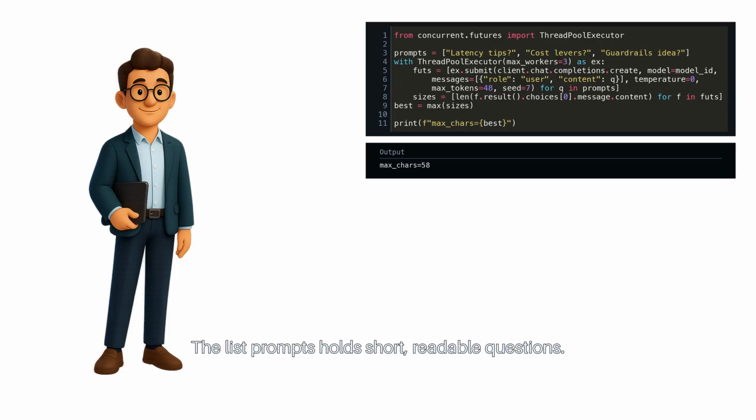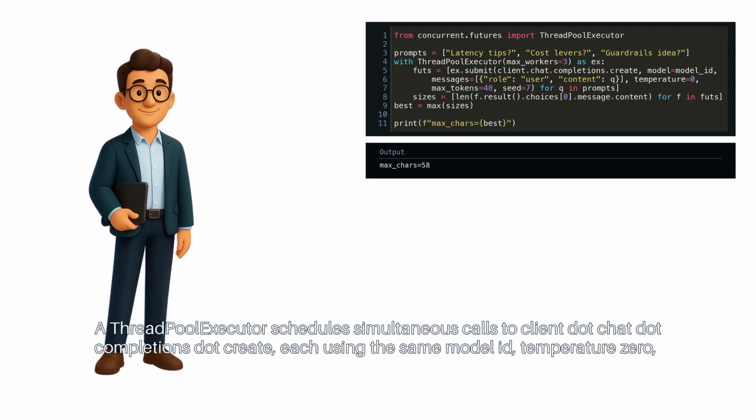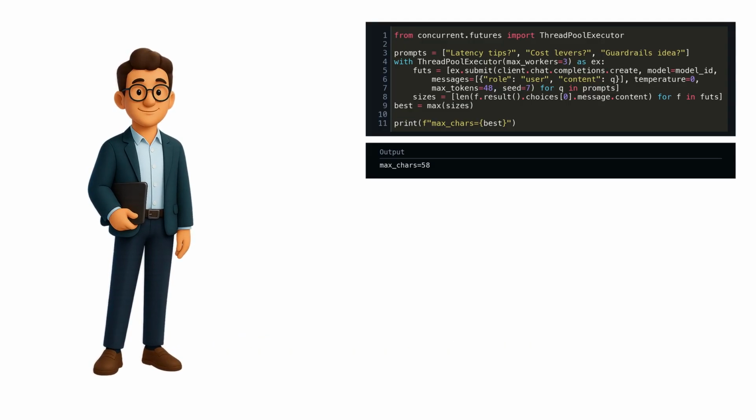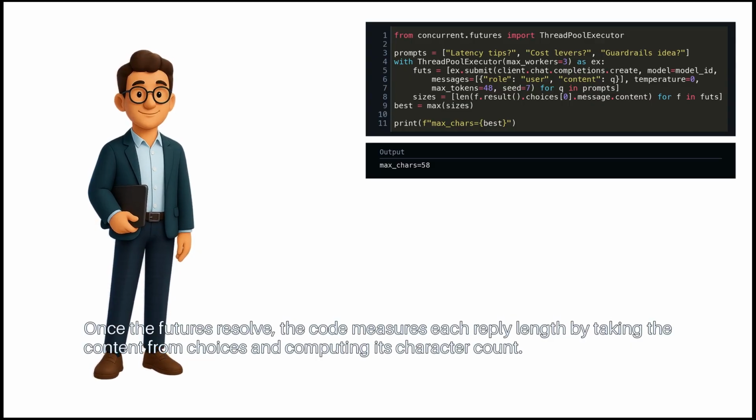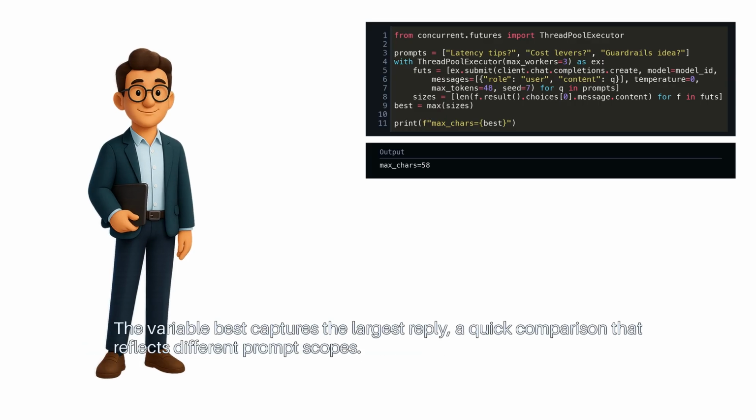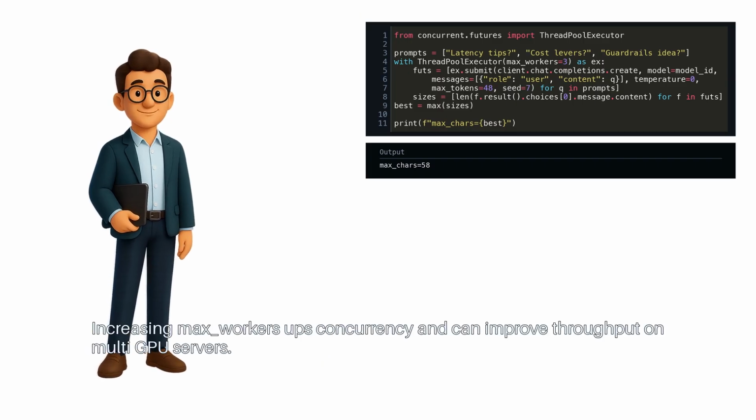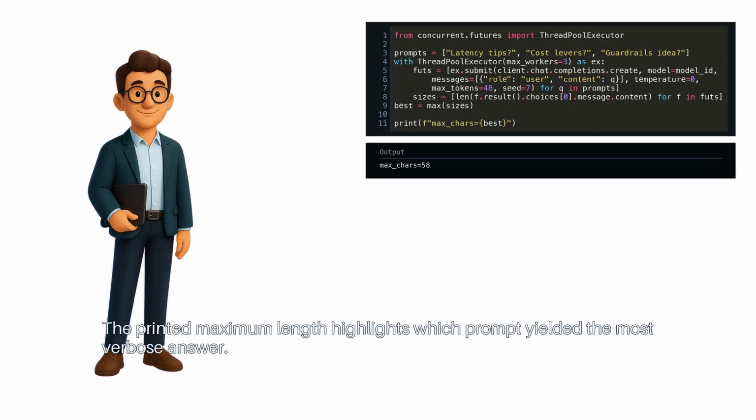The list prompts holds short, readable questions. A thread pool executor schedules simultaneous calls to client.chat.completions.create, each using the same model ID, temperature 0, and a fixed seed for deterministic outputs. Once the futures are resolved, the code measures each reply length by taking the content from choices and computing its character count. The variable best captures the largest reply, a quick comparison that reflects different prompt scopes. Increasing max workers ups concurrency and can improve throughput on multi-GPU servers. The printed maximum length highlights which prompt yielded the most verbose answer.